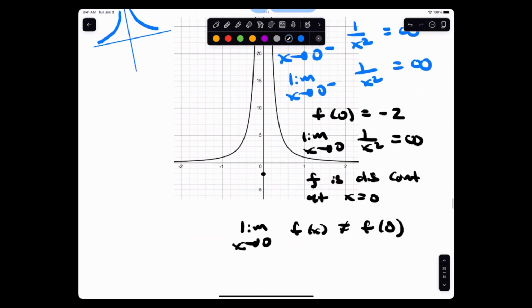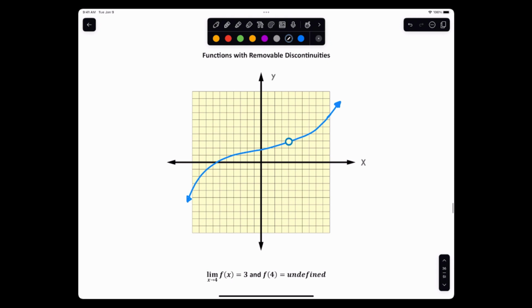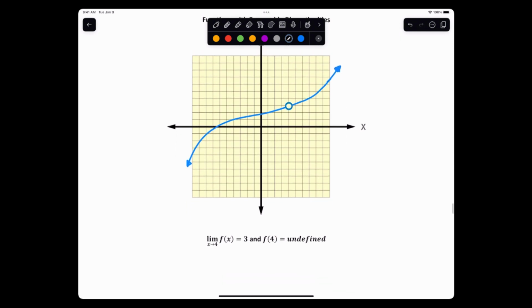All right, now, here's what I want to talk about. This is called a removable discontinuity. And you might say, what's a removable discontinuity? What do you guys think? What are you guys looking at? There's a hole in the curve. You go, Mr. Judge, can there be a hole in the curve? Yeah. So let's see if you're awake.